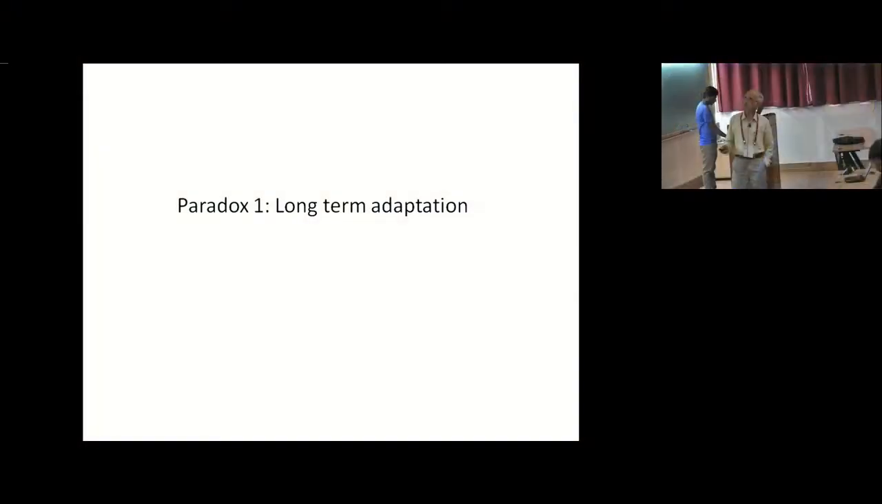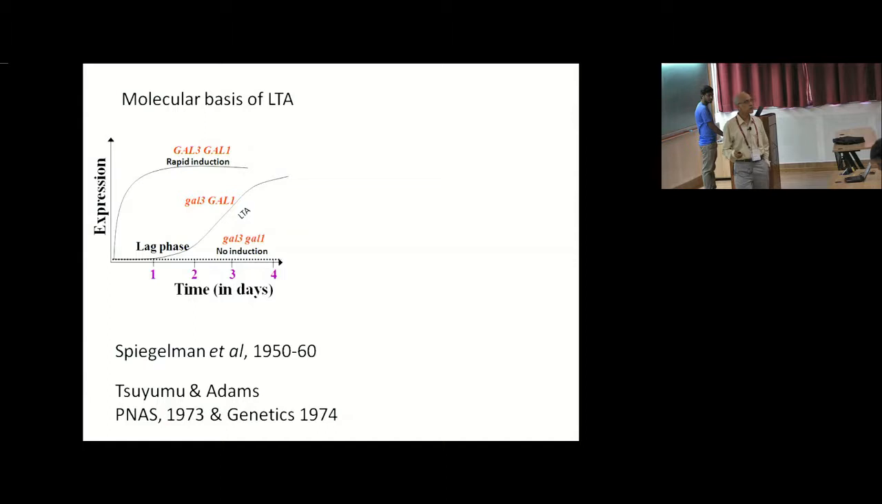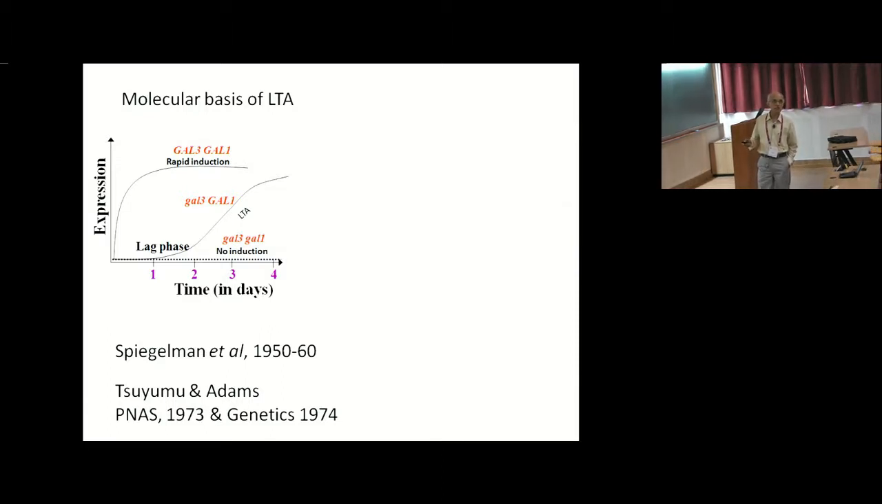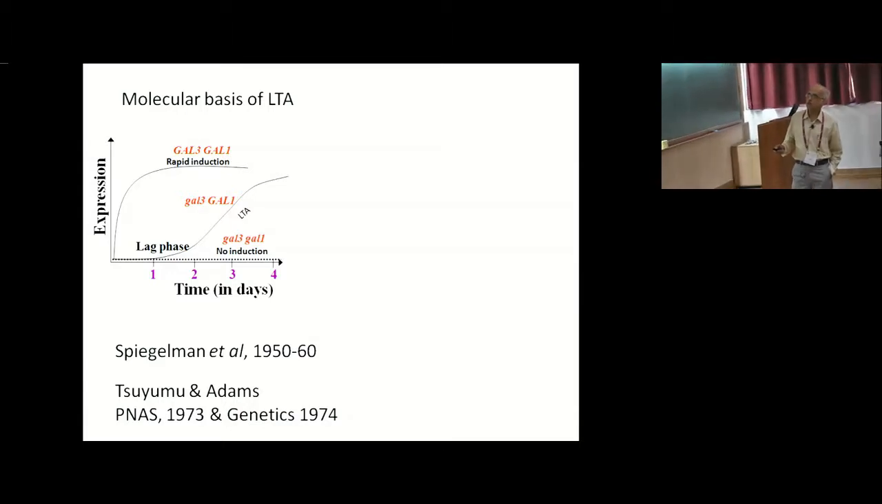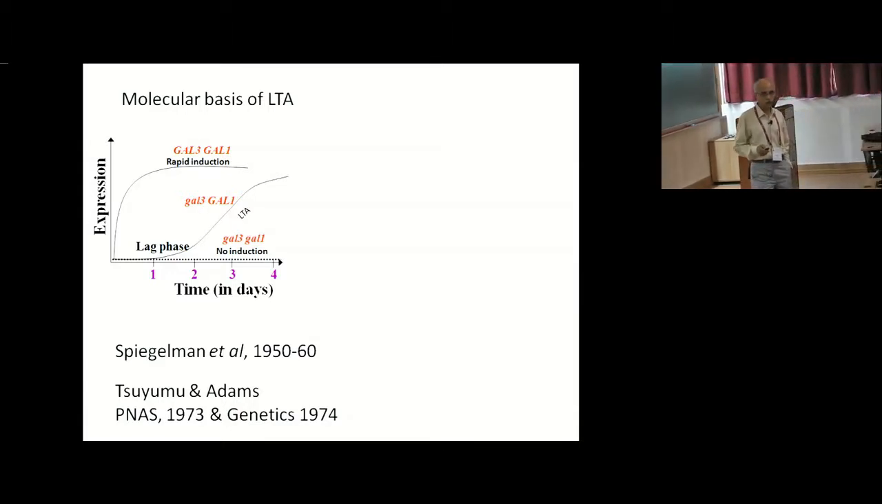So, all right, let me just take another 10 to 15 minutes to explain the molecular basis of long-term adaptation. This is what I was telling you in the first half. If you take a wild-type strain, it responds to galactose and grows within a few minutes. If you take a Gal3 mutant strain, it has a long lag, in terms of days, in fact. That's because of the presence of the redundant Gal1 signaling protein. If you delete both, the cells cannot be induced at all, okay?